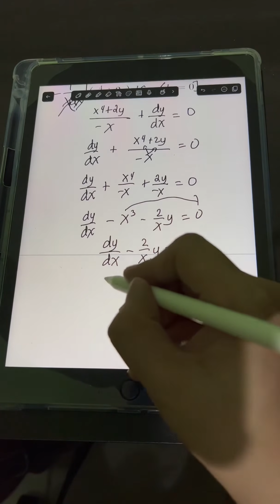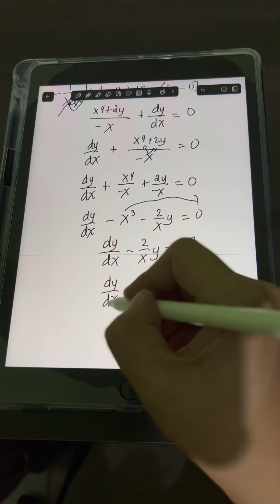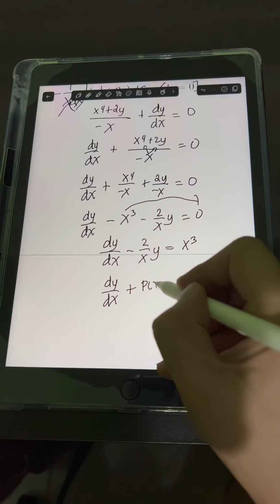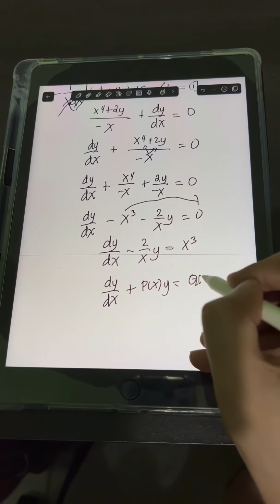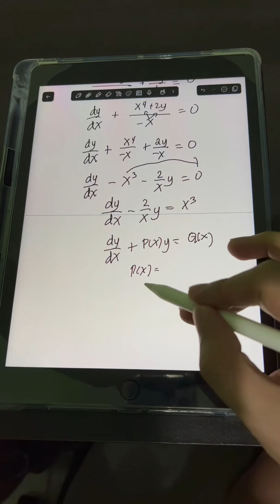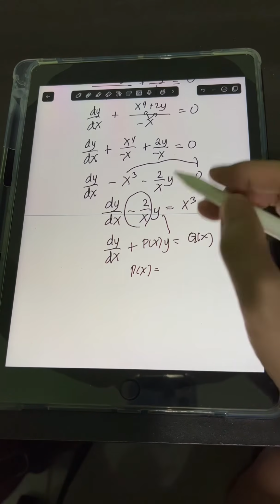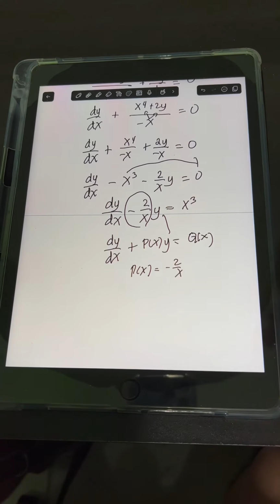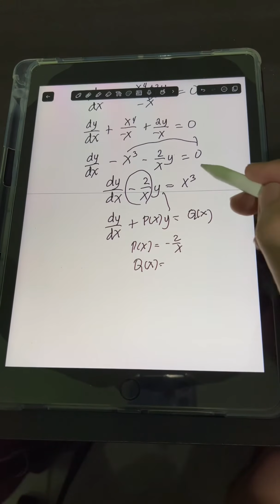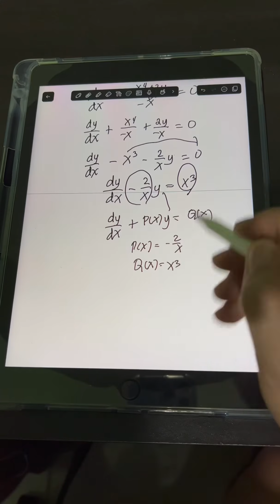Now, this can be patterned in the linear form of DE, linear in y, which is given by dy/dx + p(x)·y = q(x), wherein p(x) is the function of x multiplied by y. In this problem, it's −2/x, and the q(x) is the function of x on the right side, which is x³.